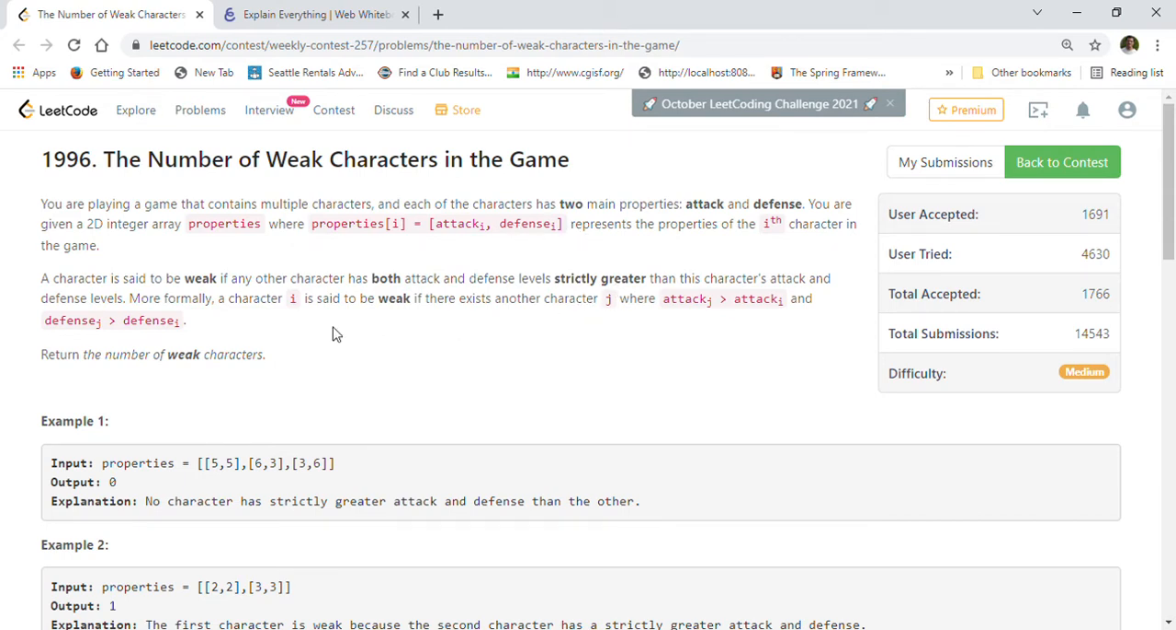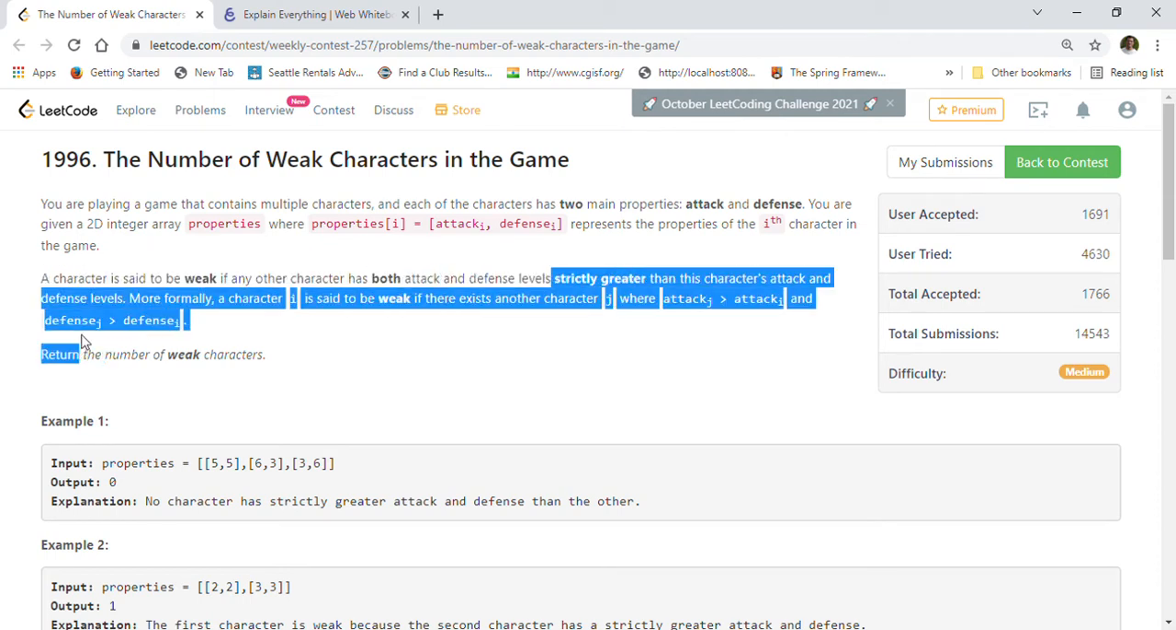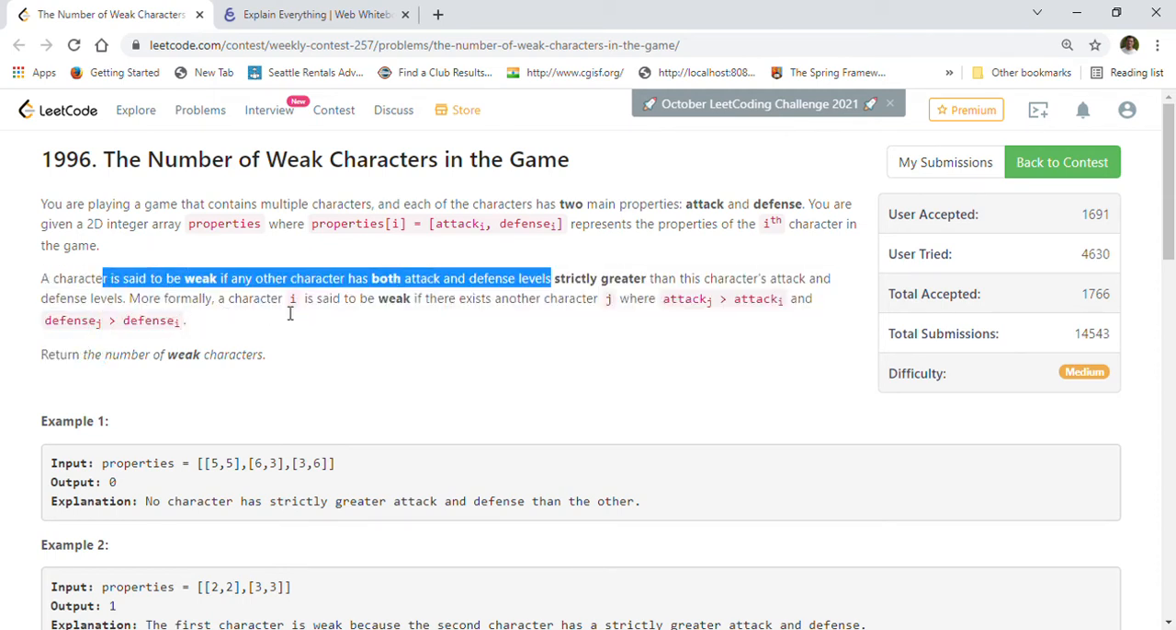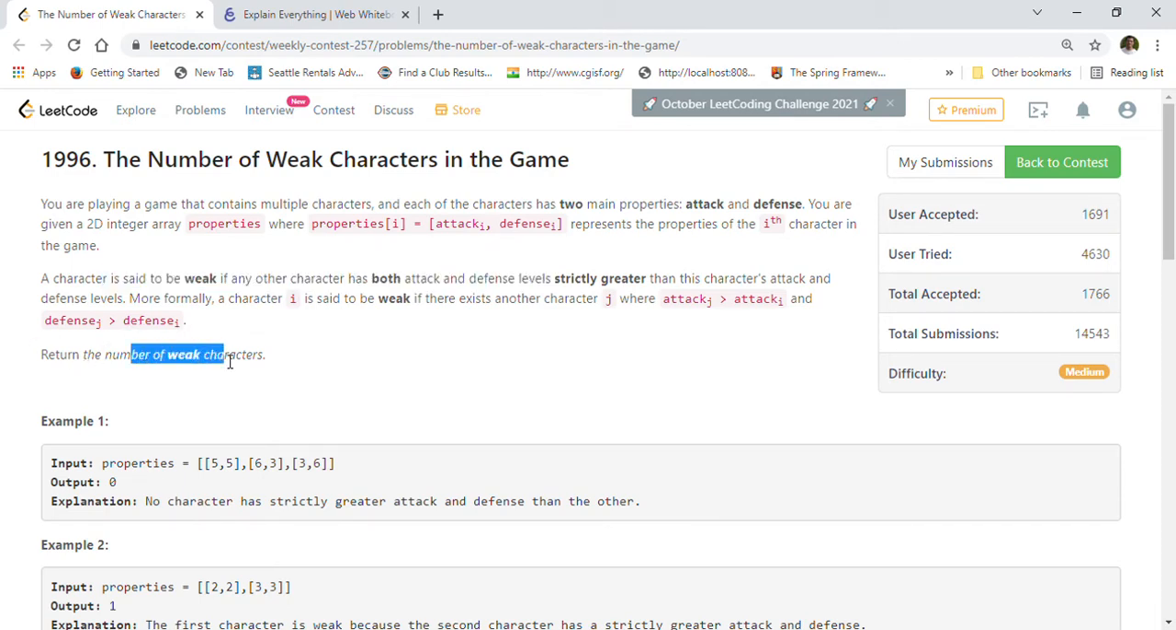A character is said to be weak if any other character has both attack and defense levels strictly greater than this character's attack and defense levels. More formally, a character i is said to be weak if there exists another character j where attack of j is greater than attack of i and defense of j is greater than defense of i. So return the number of weak characters. So this is the problem description.